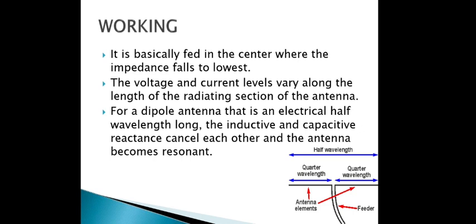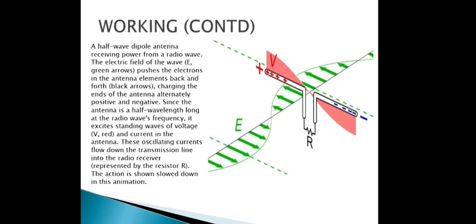In the feeder wire, the voltage and current levels vary along the length of the radiating sections of the antenna. For a dipole antenna that is an electrical half wavelength long, there are inductive and capacitive reactances. If it is less than lambda by 4, it acts as a capacitive reactance. If it is greater than lambda by 4, it acts as an inductive reactance. Here both are equal, lambda by 4 and lambda by 4, so the inductive and capacitive reactances cancel each other, and the antenna becomes resonant. This is the main function of this half-wave dipole.